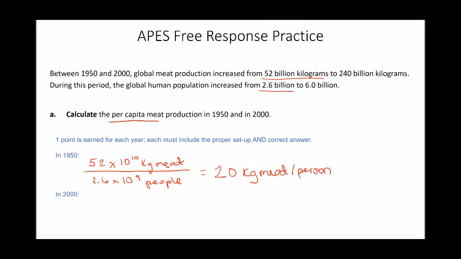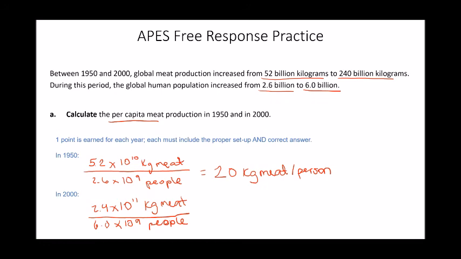So let's look at the values for the year 2000. We had 240 billion kilograms versus just 6 billion people. Again, we want to start out with our amount of meat production. It's going to be 2.4 times 10 to the 11 kilograms. And then again, we've got 6.0 times 10 to the 9 people.